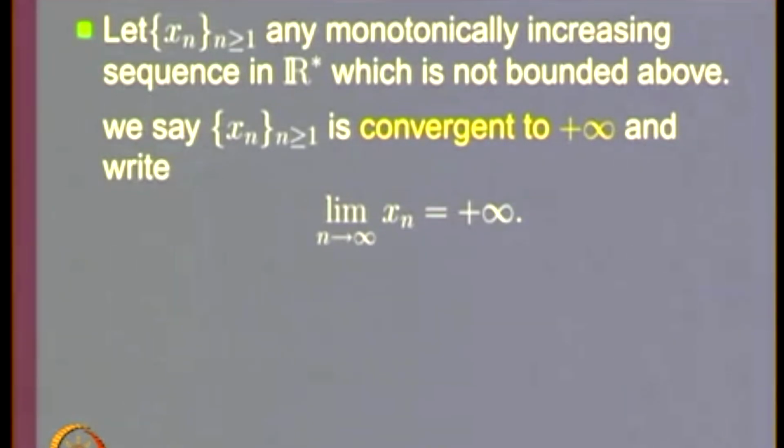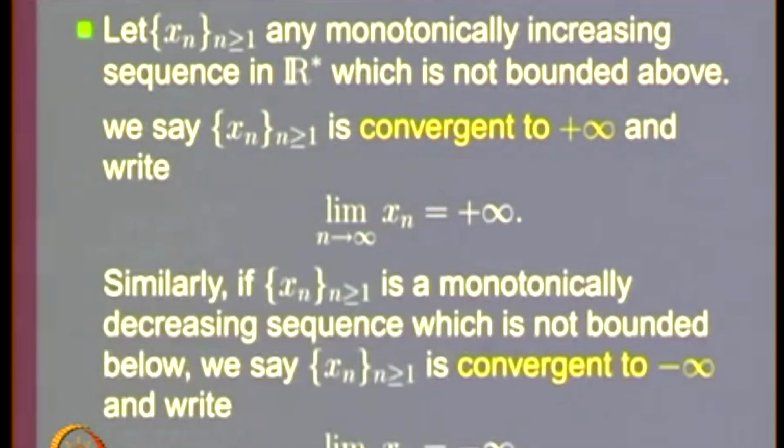This is essentially also what we say when xn is a sequence of real numbers which is monotonically increasing and not bounded above. In that case also we write the limit to be equal to plus infinity. So for a sequence of real numbers, it is only a symbolic way of saying that a monotonically increasing sequence not bounded above diverges to plus infinity. But as a sequence in R star, it converges to an element of R star, namely plus infinity.